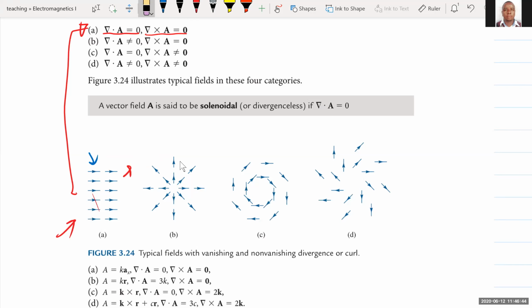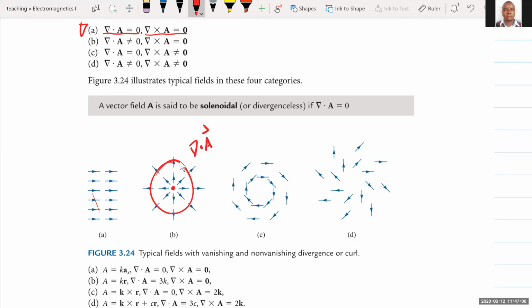What we can see is that in example B, the arrows are emanating from a certain point at the center. Therefore, very clearly from what we defined as the divergence of a vector, we can simply say that there is something coming out of the volume. If this is my volume V, there are fields that are coming out of that volume, and therefore the divergence is not zero, but actually positive.